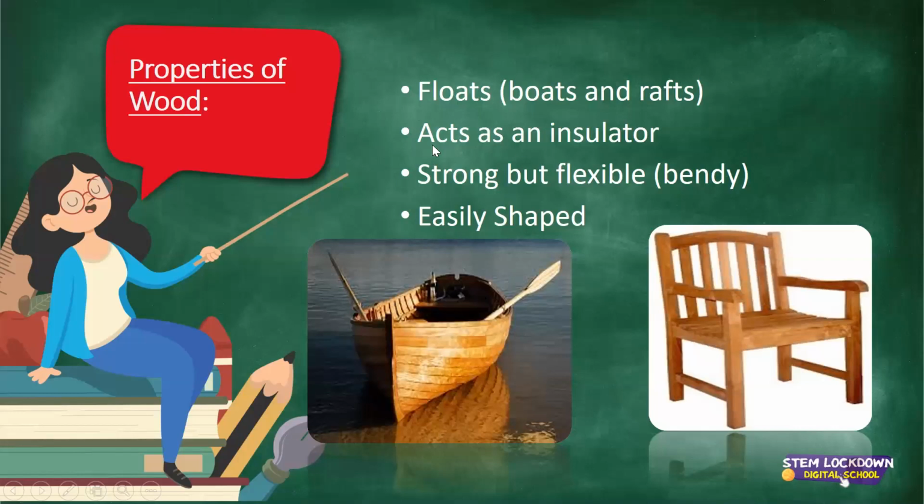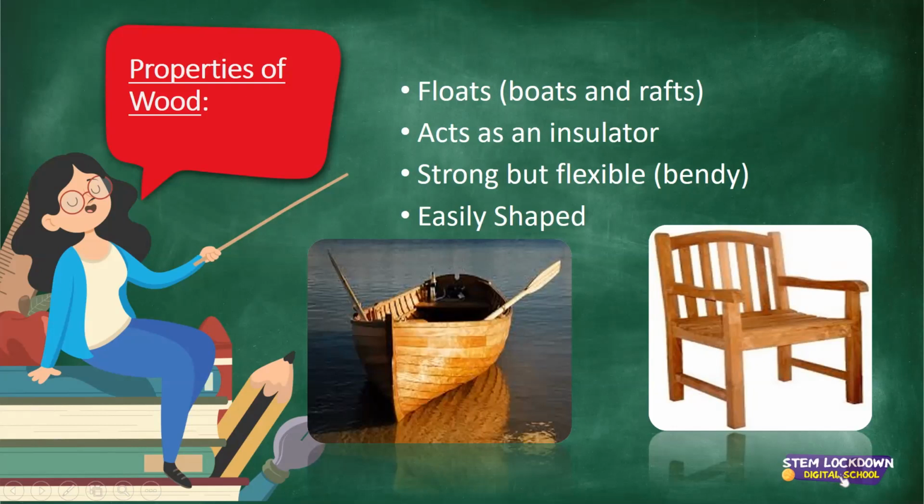Wood also acts as an insulator. Insulator means that it doesn't allow electricity to pass through. Wood is strong but flexible. It can be strong and also flexible, and you are able to bend some wood. It can also easily be shaped. These two are made from a raw material called wood. You can see here it was shaped to form a boat, and here it was shaped to form a chair. So that is a property of wood.